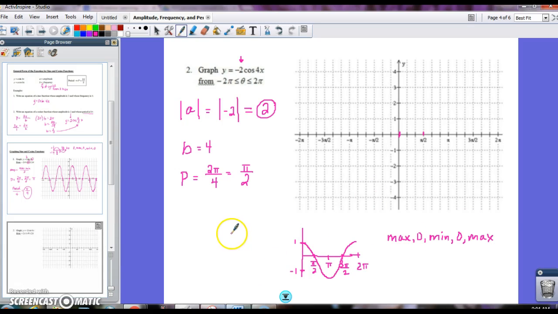And I know this seems like a lot of stuff to remember all at once. I promise you, the more you do it, you'll just get very comfortable with it. It'll just kind of become automatic for you. But that's the pattern for cosine.